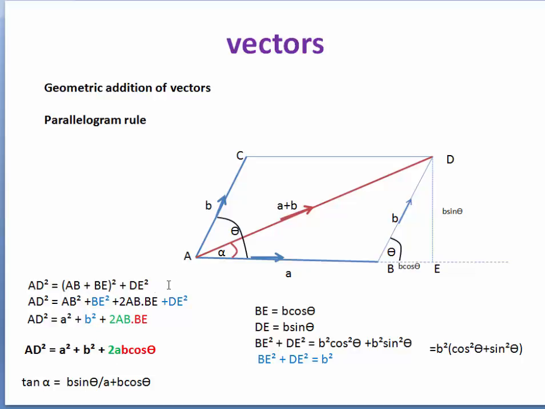Then tan alpha, this angle that we need to quote, because that's the angle the resultant is going in, that's the direction, is given by B sine theta, which comes from this triangle, divided by A plus B cos theta. So tan alpha equals opposite, B sine theta, over adjacent, which is A, this, plus B cos theta.